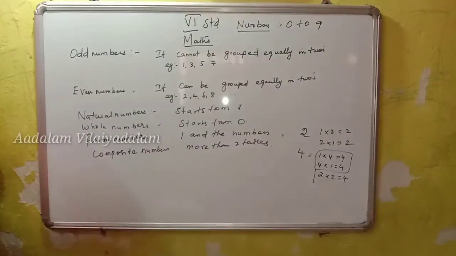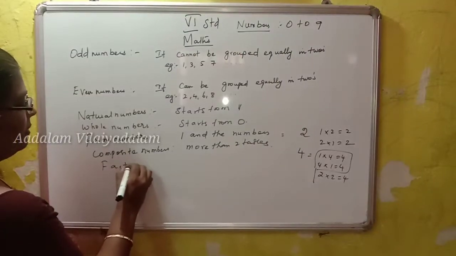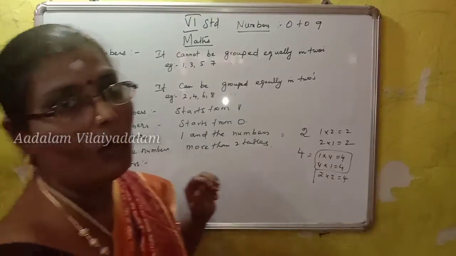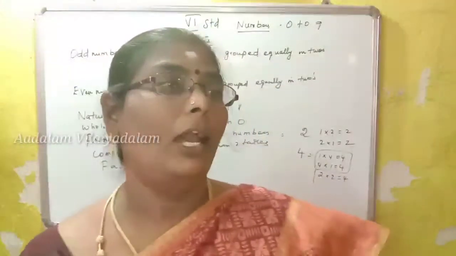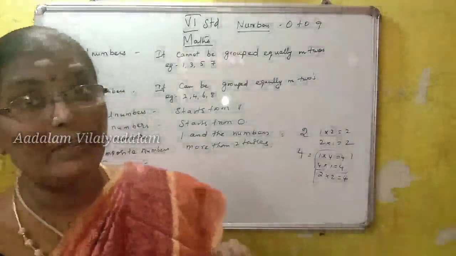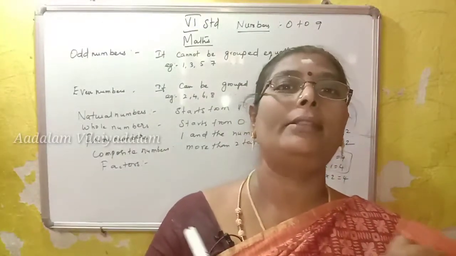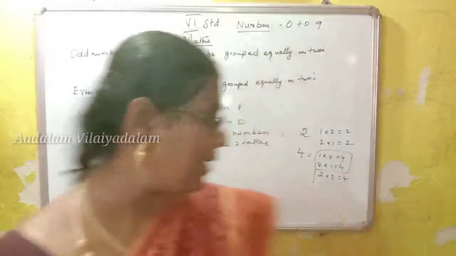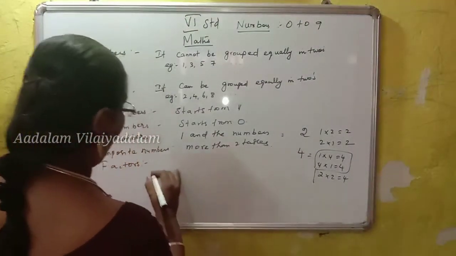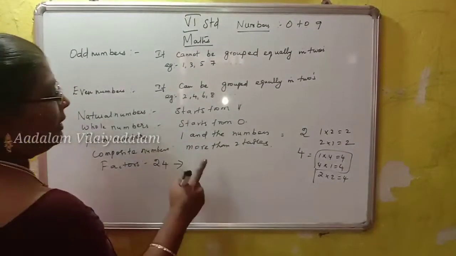Okay, and then factors and multiples. The next topic is factors. What is meant by factors? If you find the factors for 24, in whatever tables 24 will come across. In which tables does 24 come? For example, factors for 24, if they ask you to find them, then in which tables does 24 come?